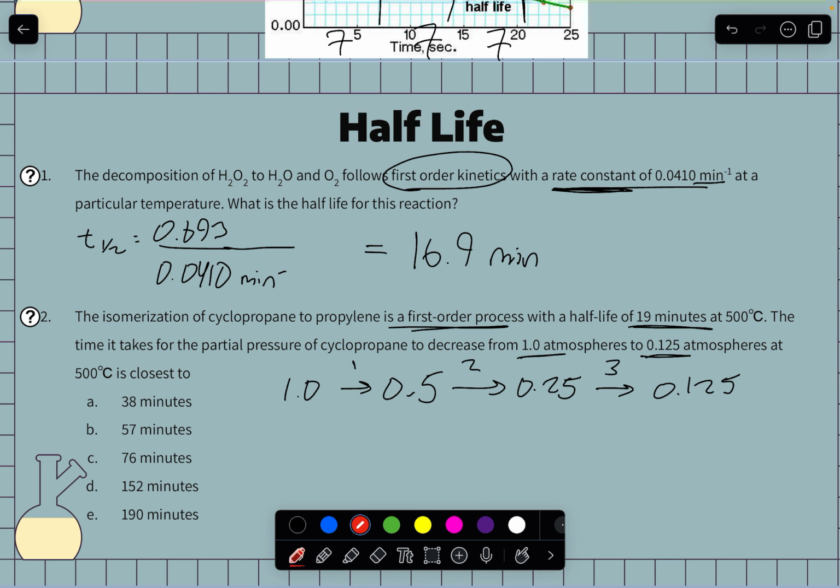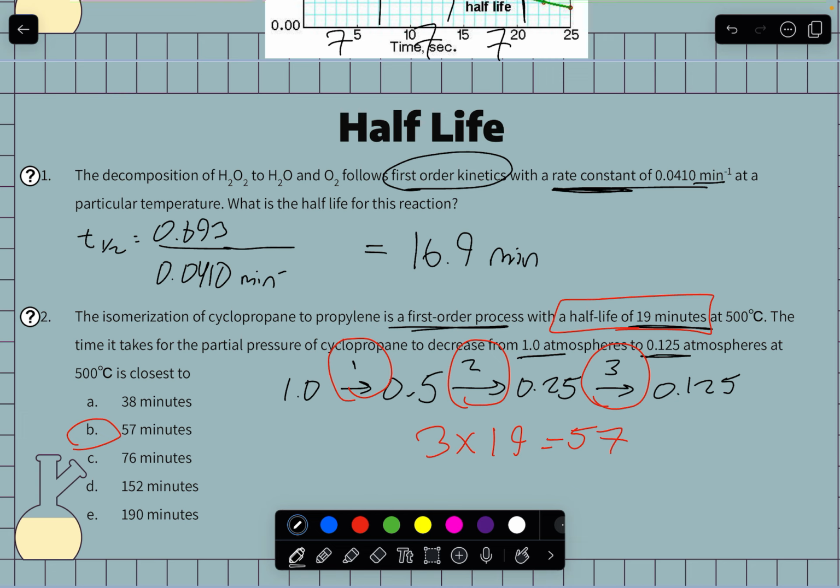So we know we have 3 half-lives, and we know a single half-life is 19 minutes. So 3 times the 19 minutes gives us 57 minutes. Our answer there is B. Okay, so it's an example working forward and an example working backwards. Only one of them you actually need the equation though. All right, that is the end of the notes for kinetics.